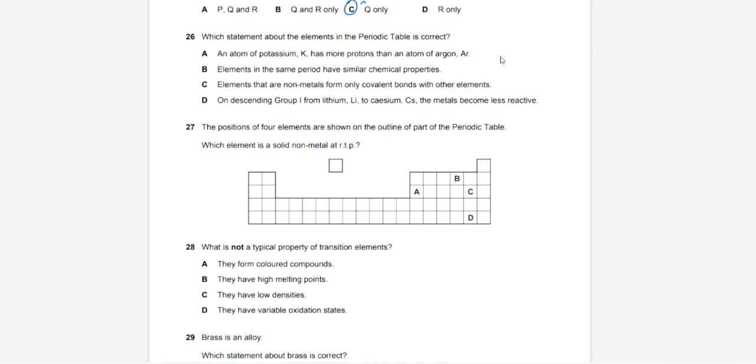Which statement about the elements in the periodic table is correct? An atom of potassium K has more protons than an atom of argon. Potassium has 19 and argon has 20. No. Elements in the same period have similar chemical properties. In the same period, they don't have similar properties. In the same group, they have similar chemical properties. Incorrect. Elements that are non-metals form only covalent bonds with other elements. They form covalent bonds with the non-metals.